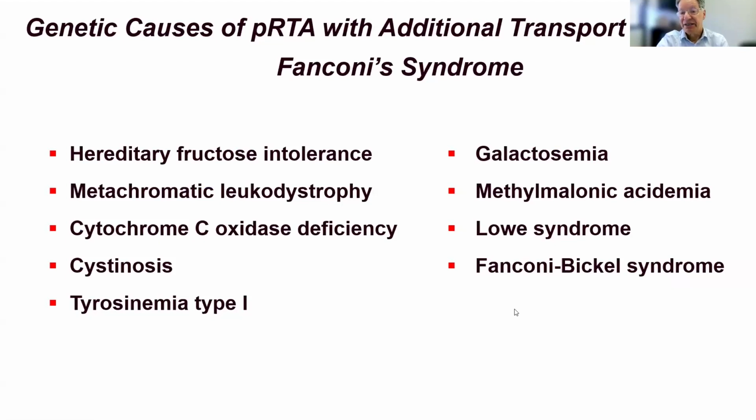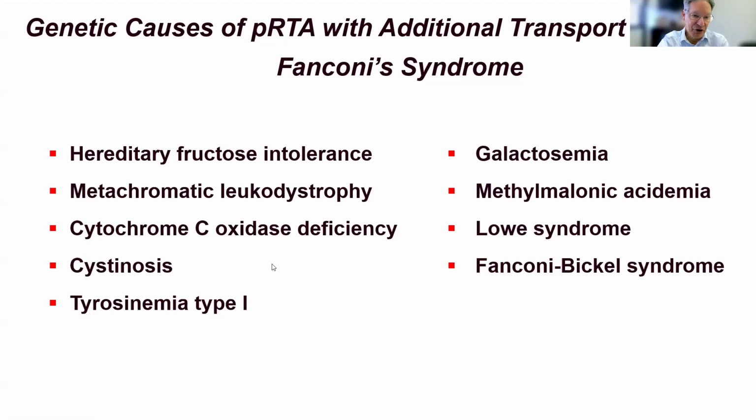Now, we can have isolated proximal RTA, or we can have Fanconi syndrome, where we have proximal RTA with other transport problems in the proximal tubule. Now, remember, Fanconi syndrome doesn't mean you have to have proximal RTA. You can have a number of transport problems, whether it's uric acid, phosphate, amino acid transport defects.